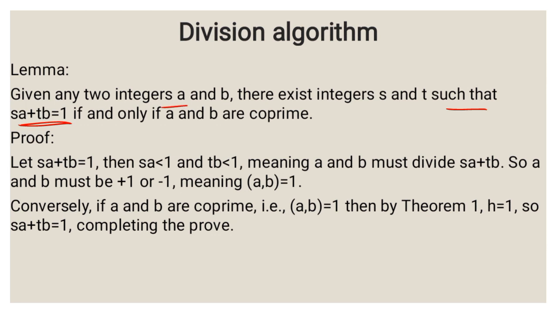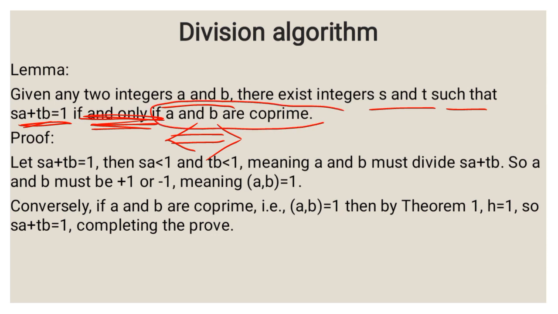Now we have two integers a and b. We're saying we can find s and t such that this sum holds if and only if a and b are co-prime. So it's a two-way proof, like using the double arrows, if you remember your logic. Either I accept that a and b are co-prime and show that this will hold, or I accept that this holds and show that a and b are co-prime. So let's see how we started this proof here.